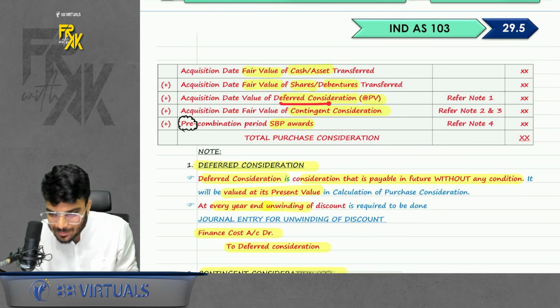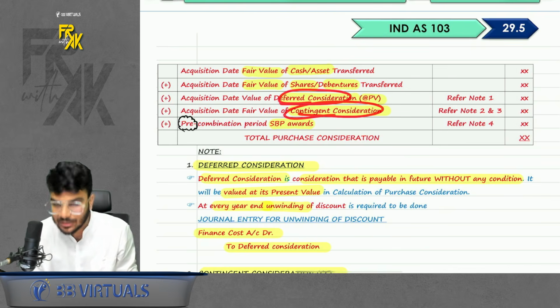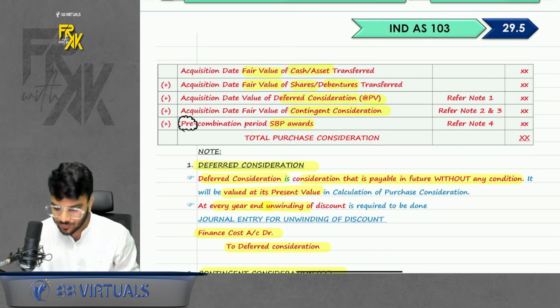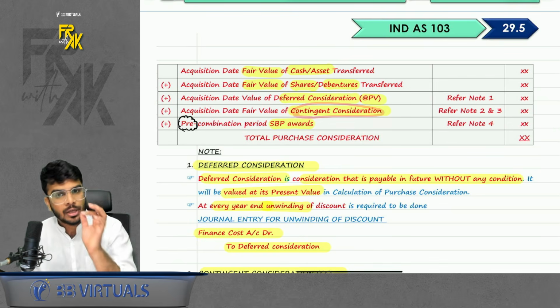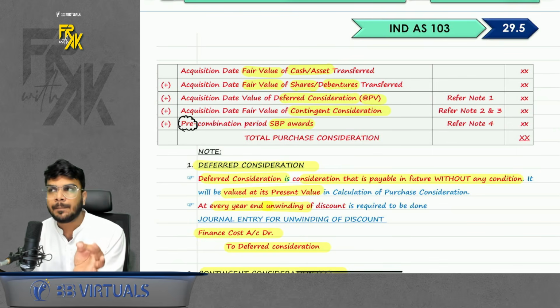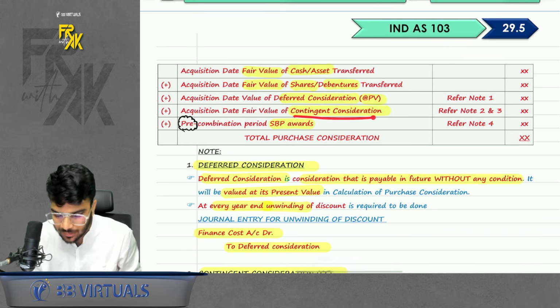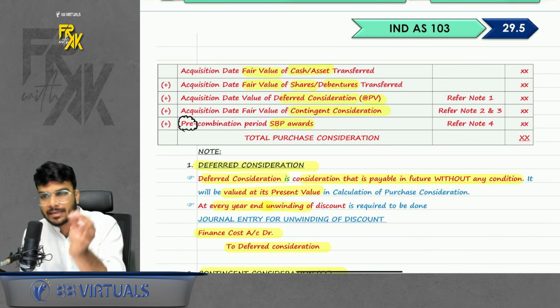So what is the difference between deferred consideration and contingent consideration? In deferred consideration we will pay 100% after a certain number of years. In contingent consideration you will pay only on meeting certain conditions. Okay, only on fulfillment of certain conditions. So that is the time you will pay contingent consideration.